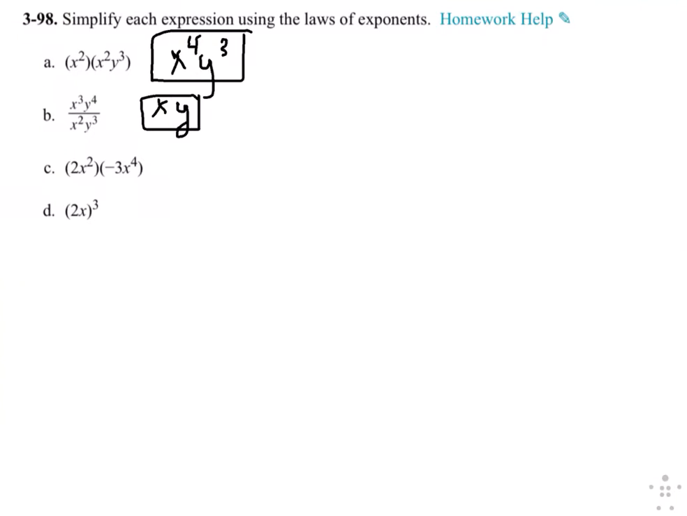The next one, I have a positive times a negative, so I have negative. 2 times 3 is 6. X squared times x to the fourth is x to the sixth. Remember, we add exponents, right?